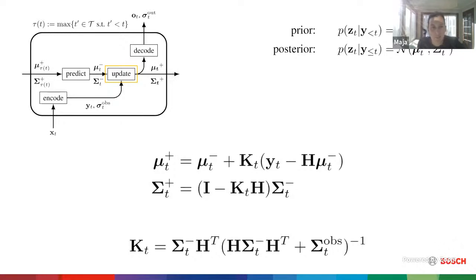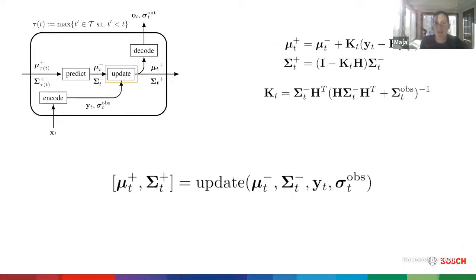About runtime, what is to notice here is that the most expensive computation is the matrix inversion in the Kalman gain. But still, everything is in closed form. And again, we can simply summarize this as: the posterior at time t is a function of the prior and the encoded observations.